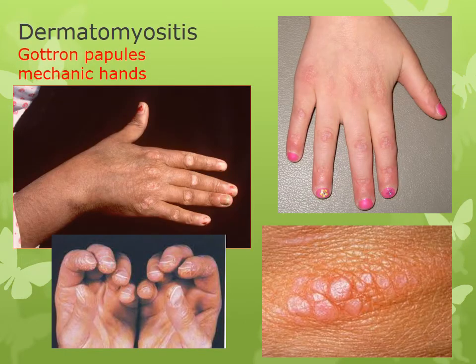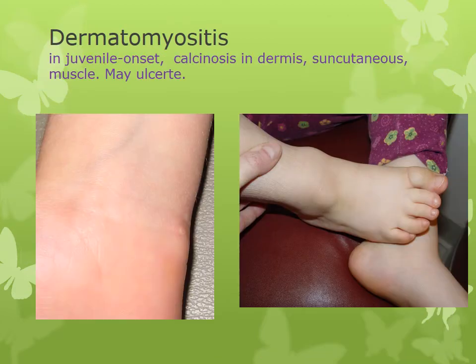If you suspect dermatomyositis, you need to examine the hands. The presence of violaceous erythematous lichenoid papules on the knuckles is clinically diagnostic. These are called Gottron papules. In chronic disease, there may be keratoderma and fissuring of the hands, which is called mechanic hands. In juvenile onset dermatomyositis, there may be calcinosis in the dermis, subcutis, and muscle that may ulcerate, usually over the limbs.